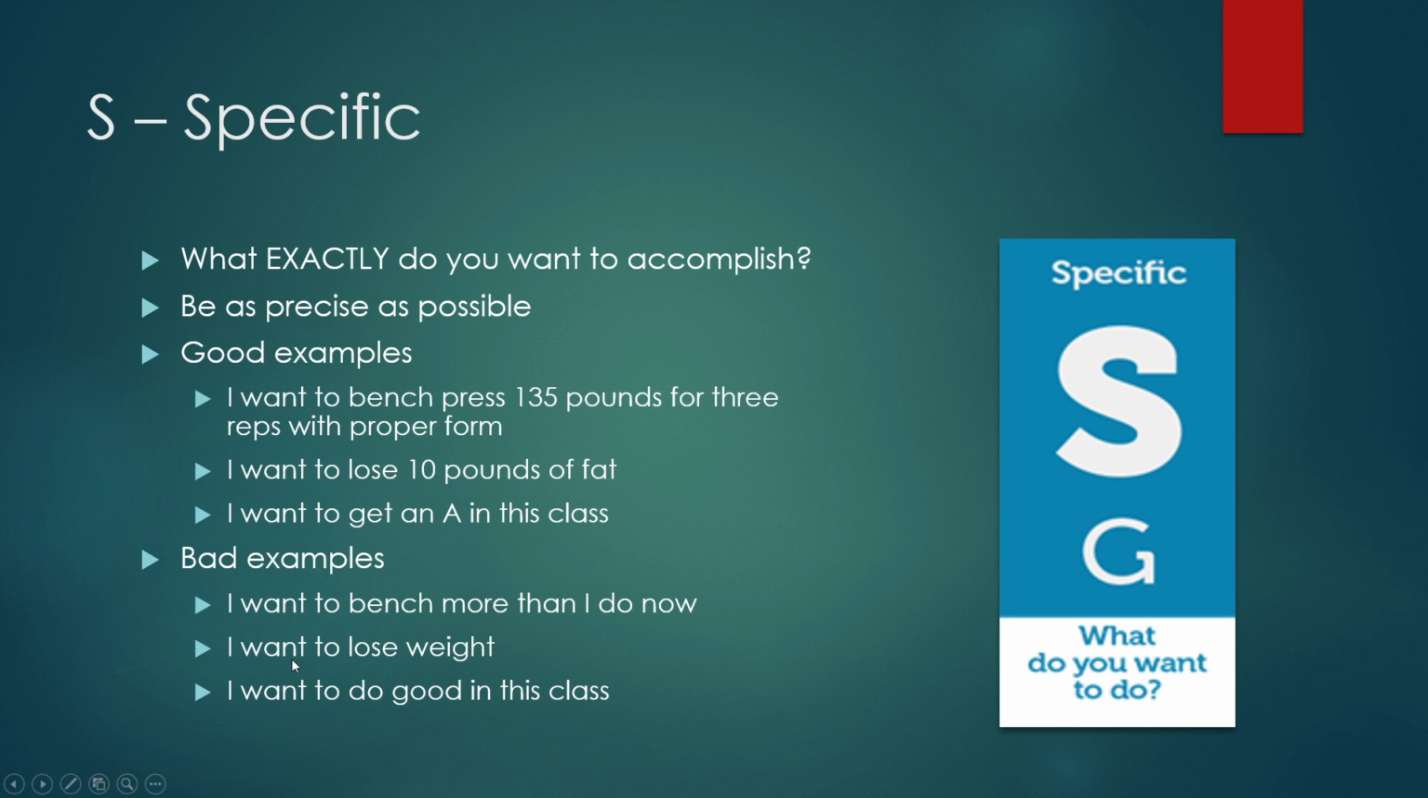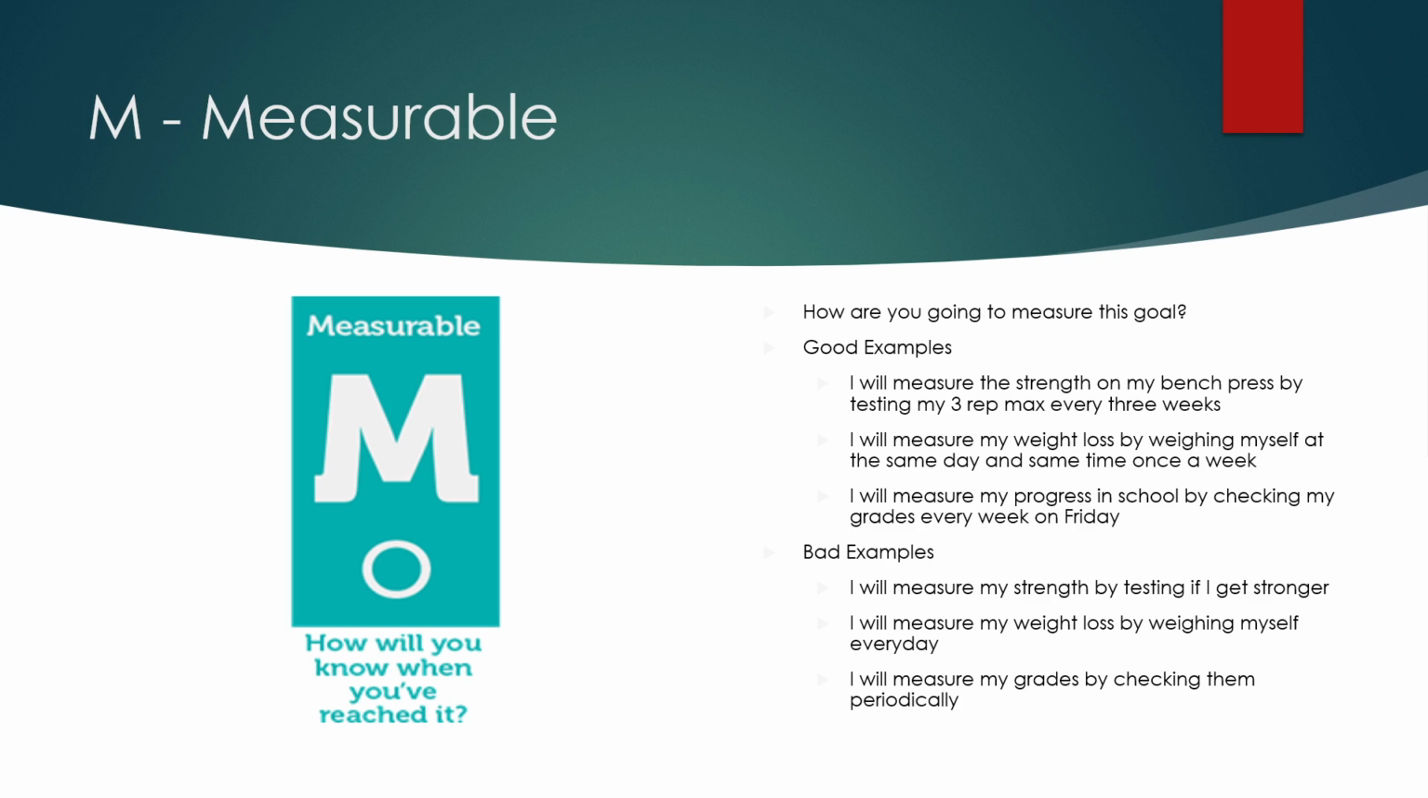I want to lose weight. Okay, a lot of people want to lose weight. Do you want to lose muscle? Because muscle's weight. Most people want to lose fat. You've got to be specific with what you want. How much weight do you want to lose? How much fat do you want to lose? I want to do good in this class. What does good mean? You get the example. So specific, we want to know exactly what it is that we're trying to accomplish.